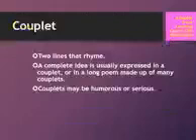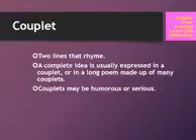What's a couplet? A couplet is two lines that rhyme. A complete idea is usually expressed in a couplet or in a long poem made up of many couplets. Couplets may be humorous or sometimes serious.